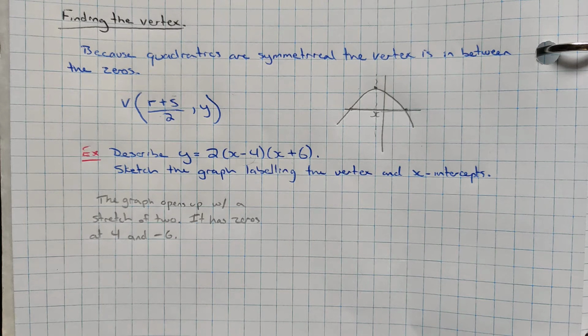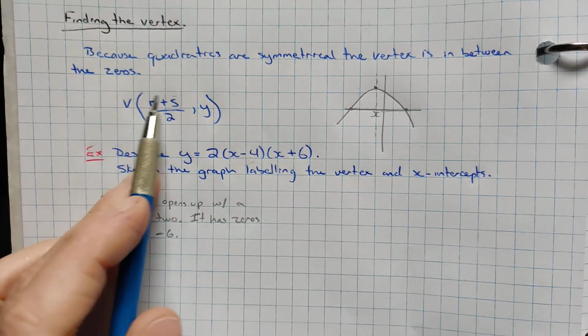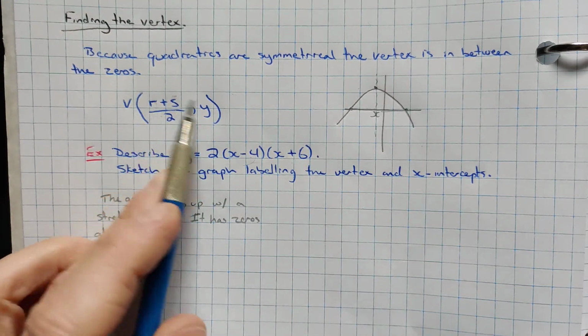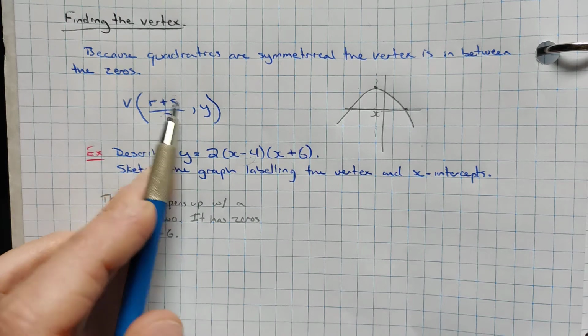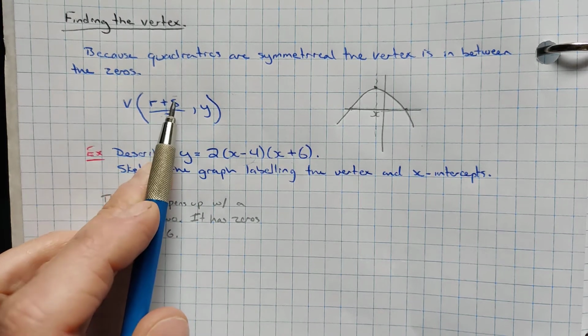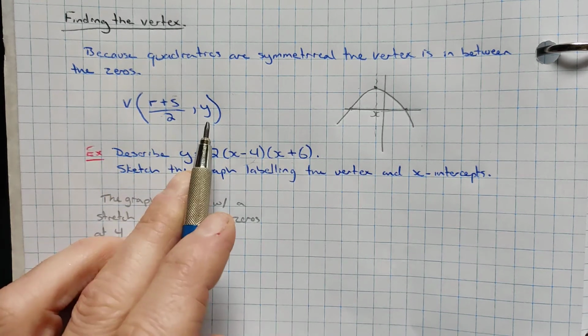Now let's take a look at the next part, which is to sketch that, labeling the vertex and x-intercepts. I'm going to have some trouble labeling the vertex without doing some calculations, so I'm going to determine the vertex first. As in the formula here, finding the x value is simply adding the r and the s, dividing by 2, and then we can find the y value.